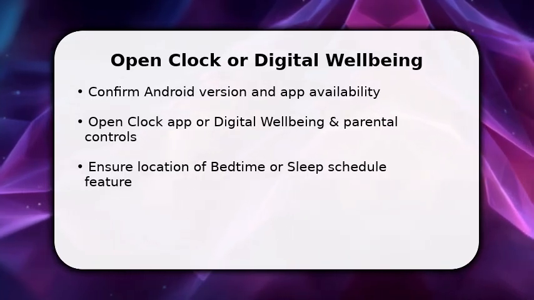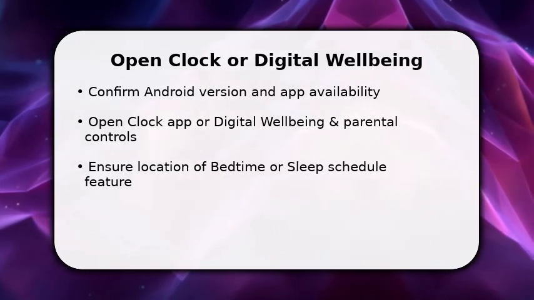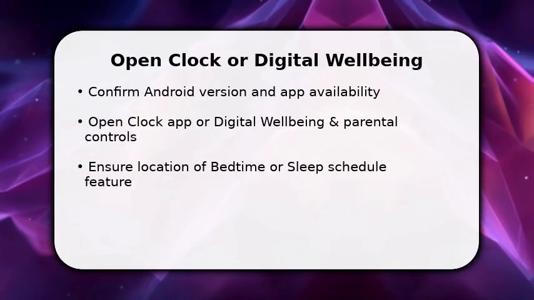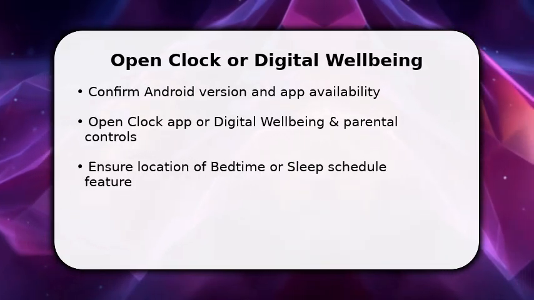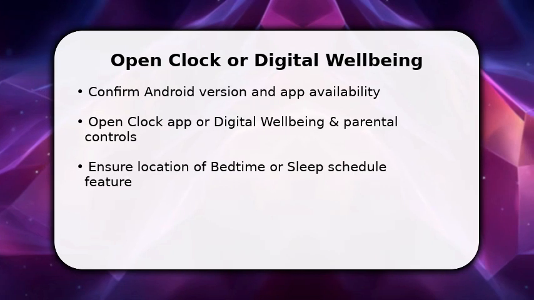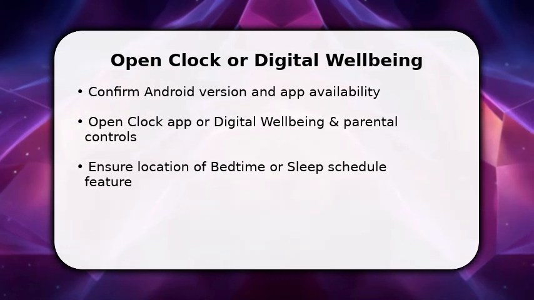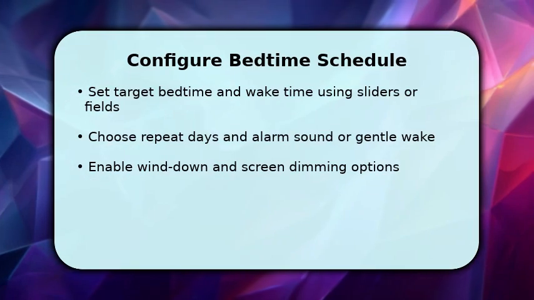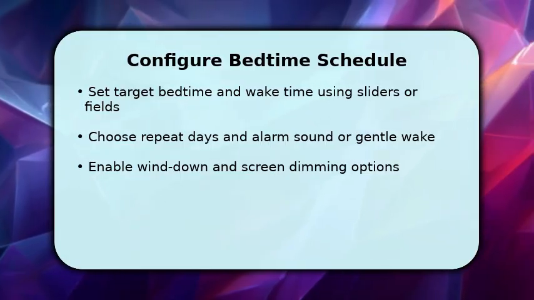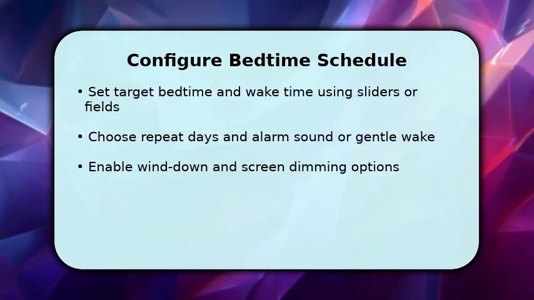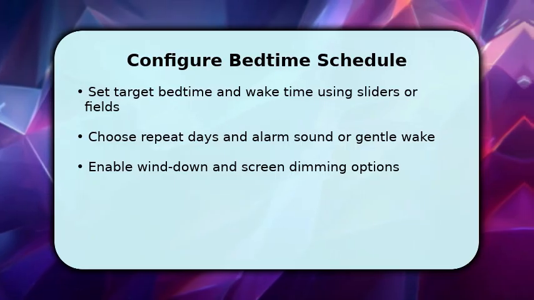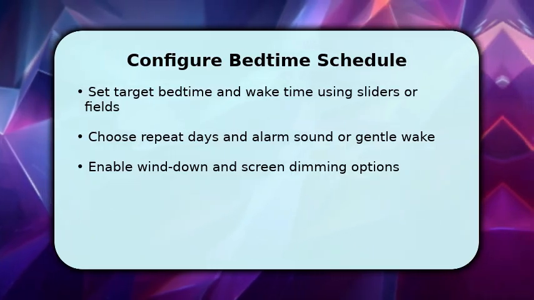Make sure Do Not Disturb permissions are granted when prompted, because without them, alarms and wind-down modes won't behave as expected. Now you configure the actual schedule. Drag the bedtime and wake time sliders or type exact times and choose which days repeat. Select an alarm sound or gentle wake option so you rise without a jolt.